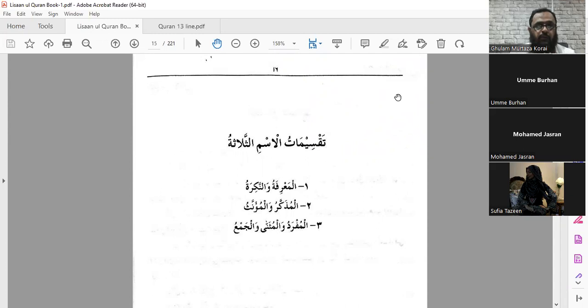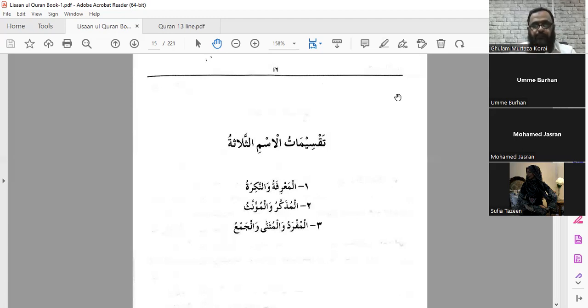Now we are going to learn about the classification of noun in Arabic. So what is the topic? The topic is Taqsimatul Ismi Thalathatu. There are 3 types of ism. What are those types? Number 1, al-marifatu wan-nakiratu, marifa and nakira. But we will read these words completely. Number 2, al-mudhakkaru wal-mu'annathu. And number 3, al-mufradu wal-muthanna wal-jam'u.